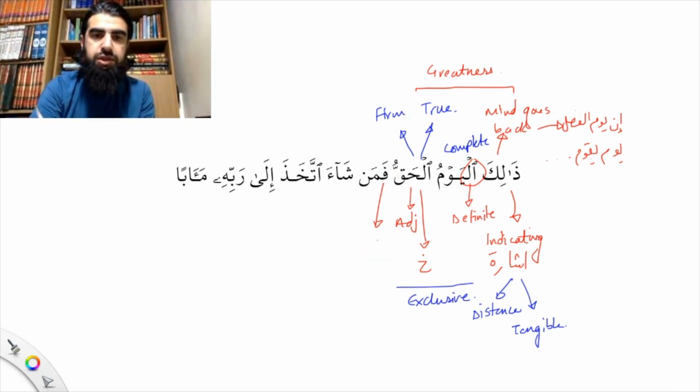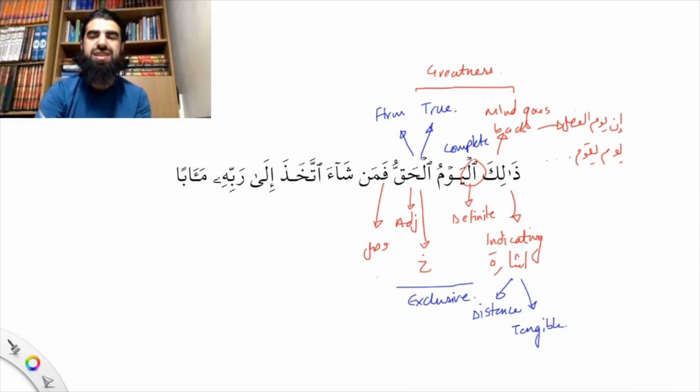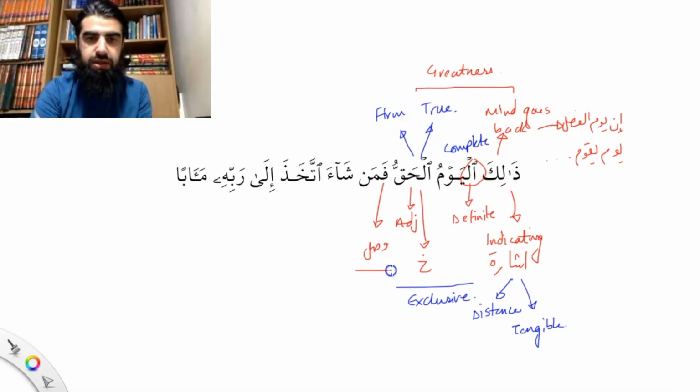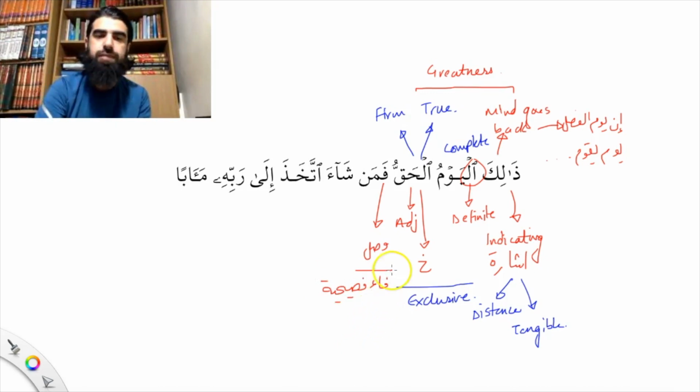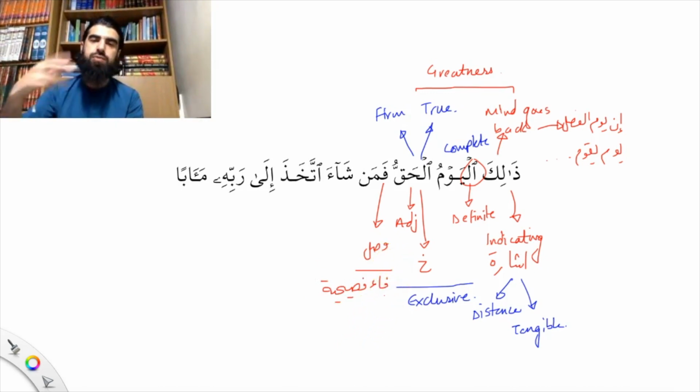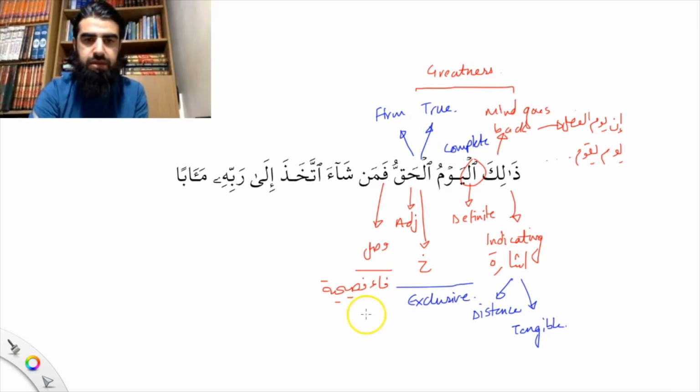Okay. فَمَنْ شَاءَ. So fa is wasal, right? You're creating two things and bringing them together like we do with waw, wasal rather. So this fa is what we call fasihiyya. Now fa fasihiyya has something hidden before it. So it's like saying ذَلِكَ الْيَوْمُ الْحَقِّ, that is the Haq day, right? And so therefore, مَنْ شَاءَ اتَّخَذَ إِلَى رَبِّهِ مَآبًا.